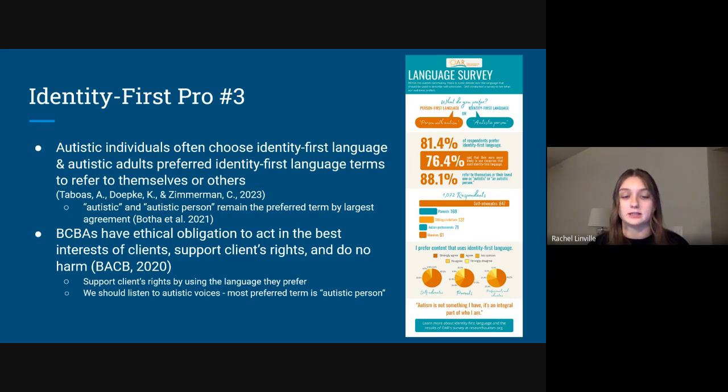In contrast, they also found that professionals who work in the autism community were more likely to support and use person-first language. However, according to the ethics code, BCBAs have an ethical obligation to act in the best interests of clients, support client rights, and do no harm. Therefore, BCBAs should support their clients' rights by using the language that these individuals prefer. We should listen to autistic voices, and it has been shown that the most preferred term is autistic person.